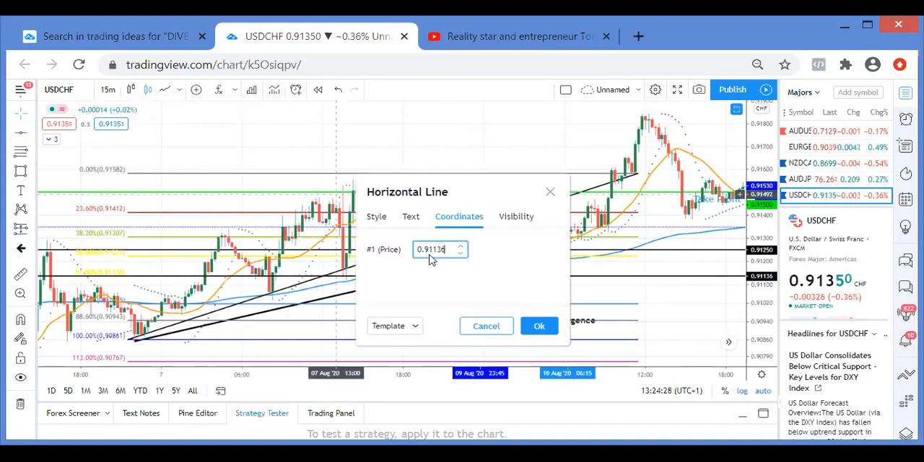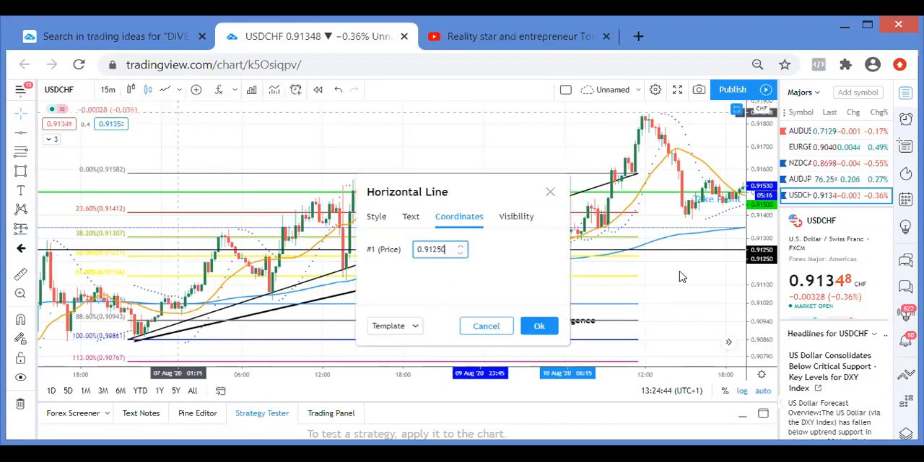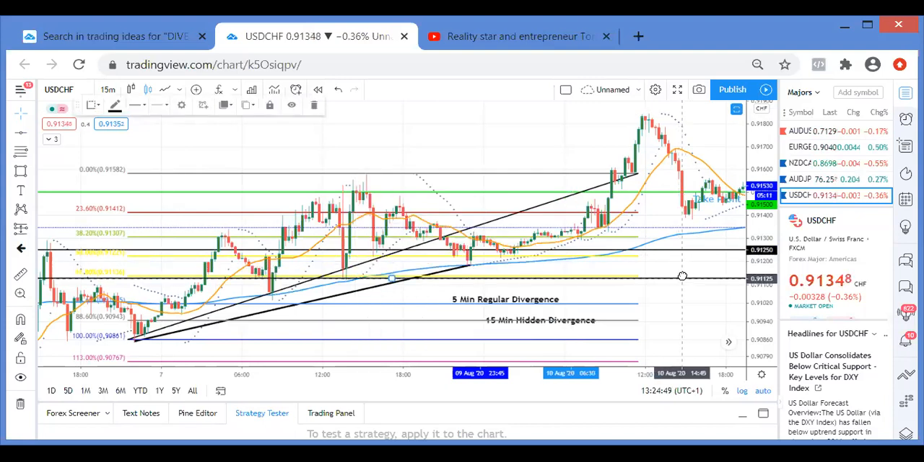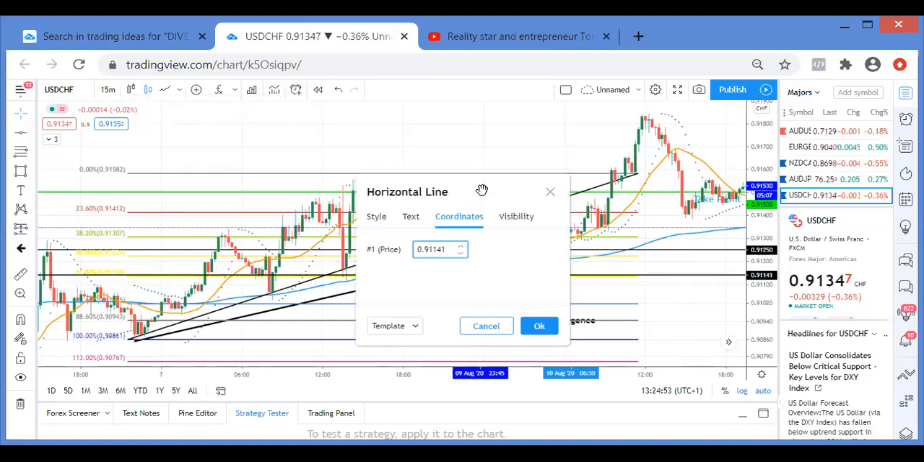0.91136. So you can test two numbers. You can test 0.91250, which is basically the same as the other one. It's the same as this one. So we have that one already. Let me test a bit further down. So settings, let's try 0.91000.